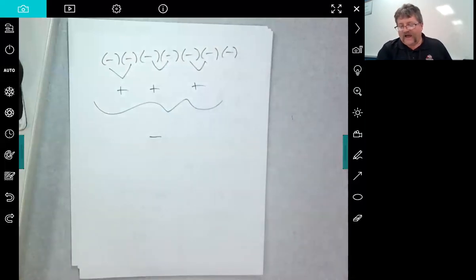Okay, so if there's an odd number of negative signs all being multiplied together, the answer is going to be negative. If there's an even number of negative signs, it's going to be positive. Okay, all cool with that little idea?